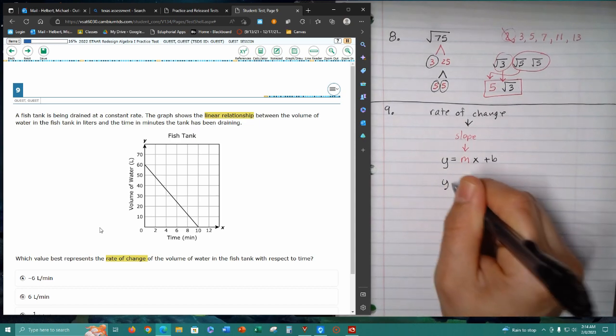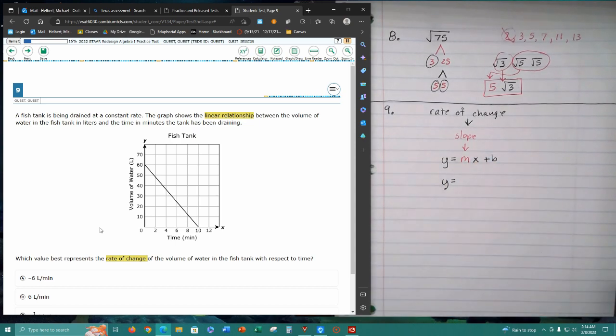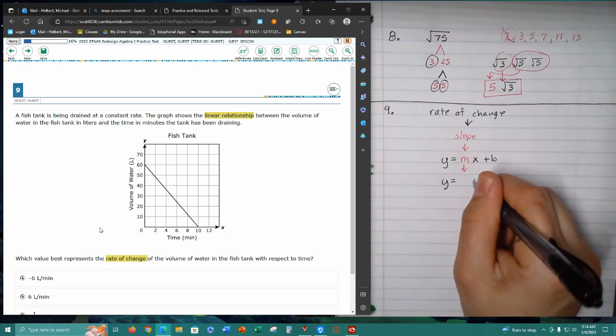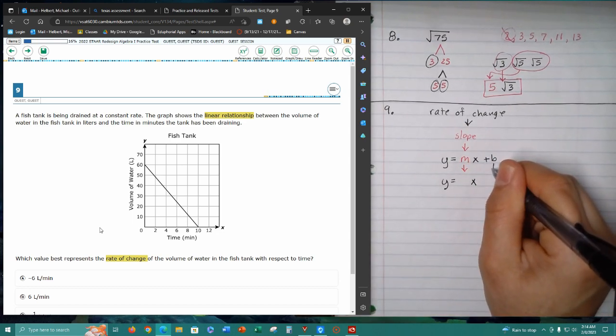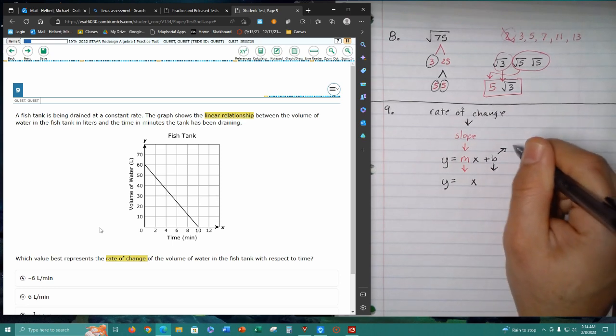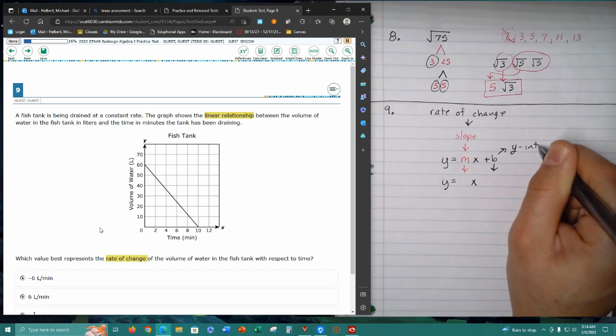So we're going to go ahead and write an equation here. We're going to write some value for m once we figure it out. And then we'll have x, and we'll have either plus or minus a b value representing the y-intercept. Because remember, b represents the y-intercept.